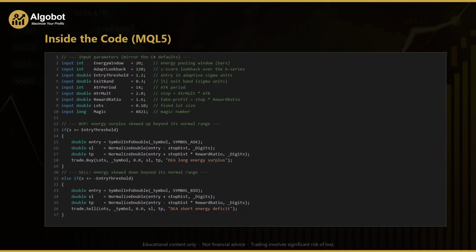The short side is the mirror image. If S is less than or equal to the negative entry threshold, the strategy prepares a sell. It reads the current bid as the entry, places the stop-loss one-stop distance above the entry, and sets the take-profit one-stop distance times the reward ratio below it, before calling trade.sell. Notice how both sides share the same volatility-scaled stop and reward logic, and only the direction flips. That symmetry is what lets the strategy respond to energy skew on either side of the market.